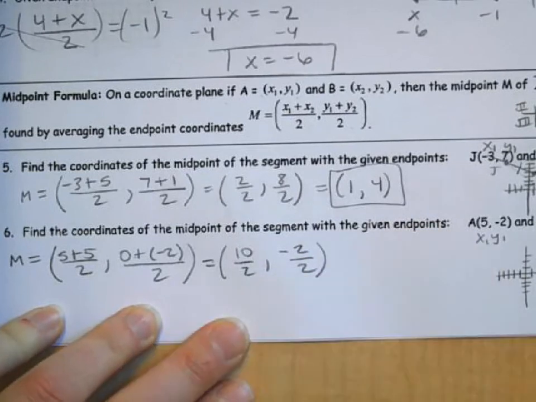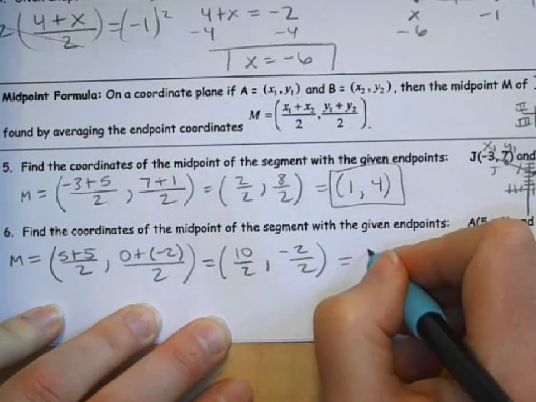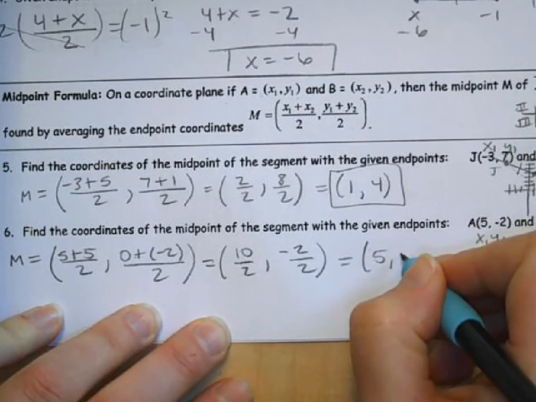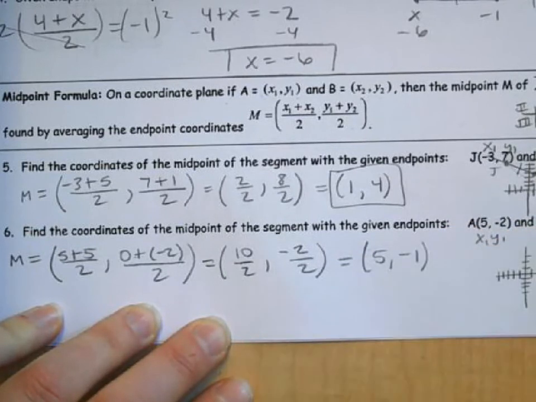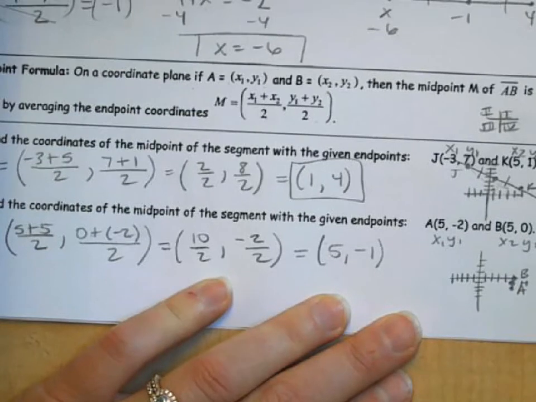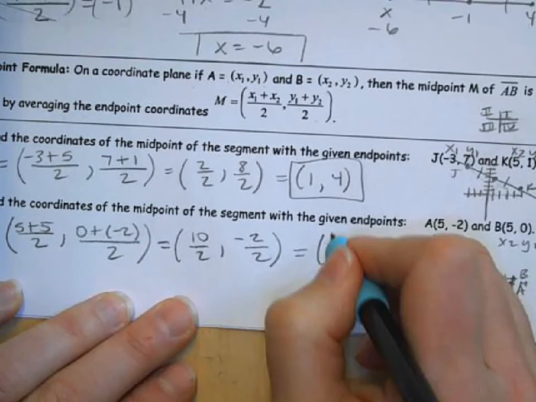Divide by 2. 10 divided by 2, we get 5. And -2 divided by 2, a negative divided by a positive is a negative. So we get 5, -1. So if I go over 5 and only go down 1, yay, I see that that's my midpoint. So I actually did do that one correctly.